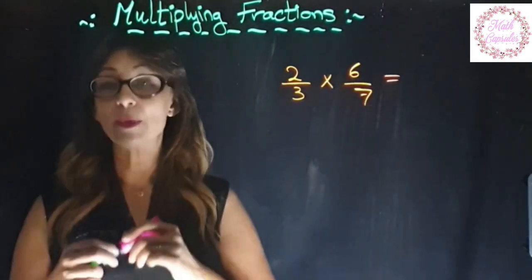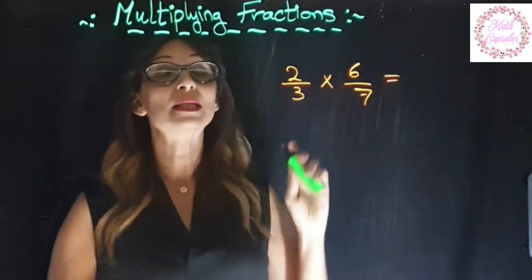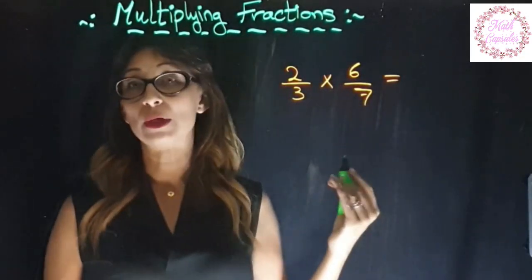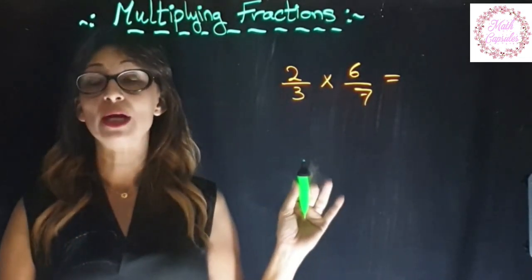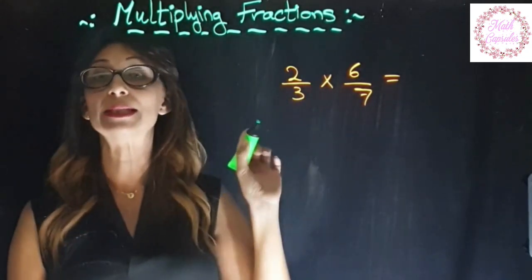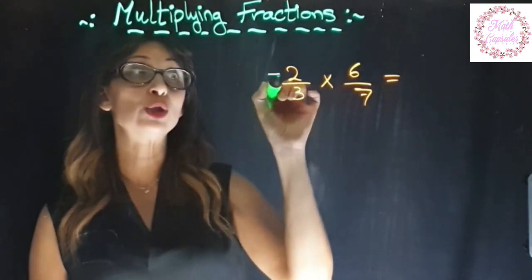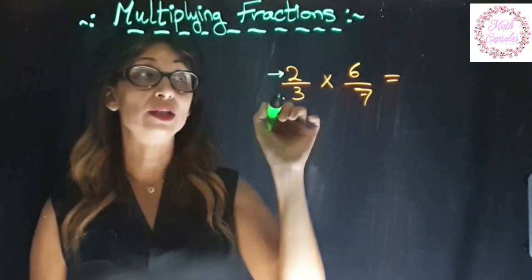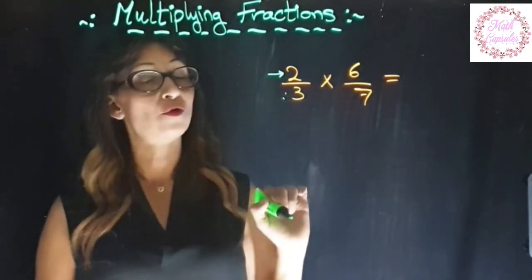But before this step, I want to show you something. Before we do this, we will simplify numerators with denominators first. And what is the meaning of simplify? Simplify means to find a common factor that I can divide both the numerator and the denominator by this same common factor. So for example, the numerator 2, do I have any common factor between 2 and 3 or 2 and 7? Of course not.